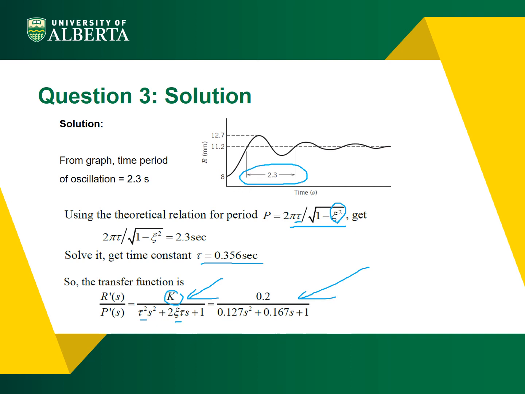So this was just, we went in the reverse order. We had the response graph, and then finally we computed the transfer function. So you might be tested in both ways in your exams.